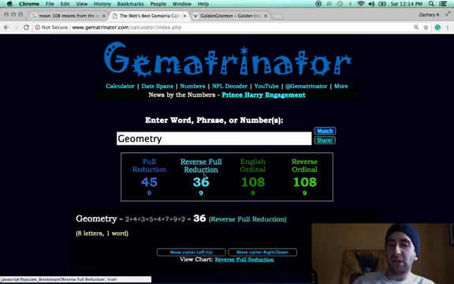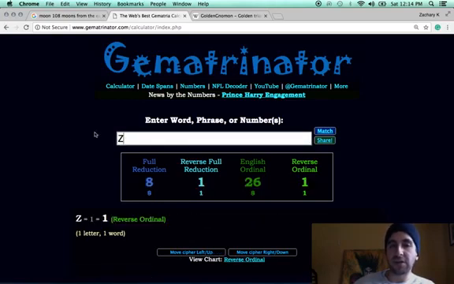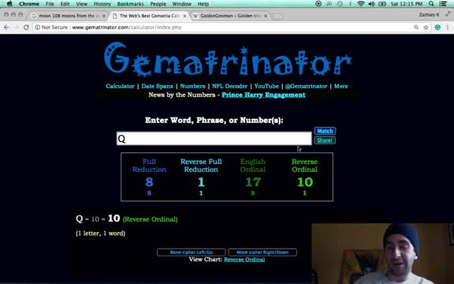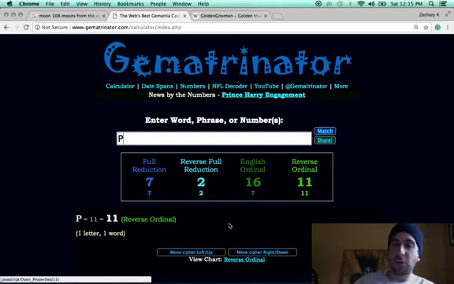Notice also that geometry has this reverse reduction gematria of 36. That's using the rules of numerology. So in reverse gematria, Z is 1. I'll just show you this. Z is 1, so in reduction, Z is also 1. Q is the 10th letter in reverse order. The numerology of 10 is 1 plus 0 is 1. P would be the next letter, the 11th going in reverse. 1 plus 1 is 2.